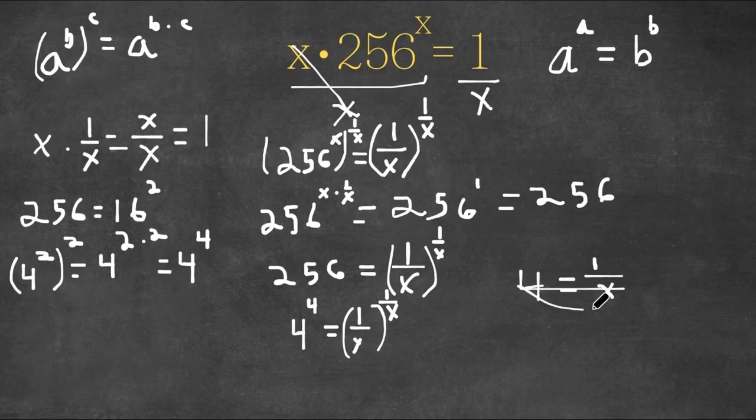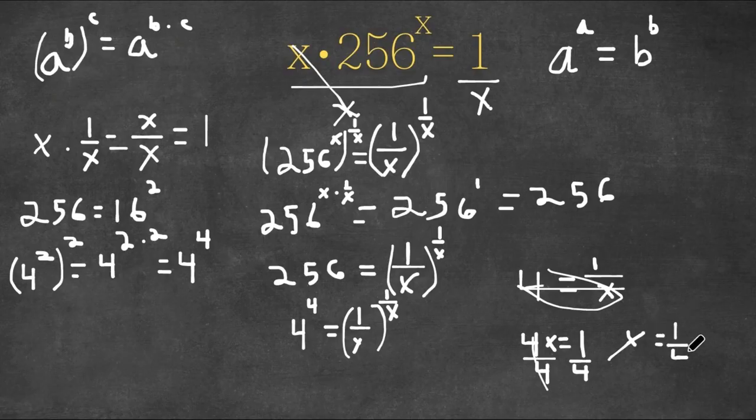Now if we multiply 4 with x, we get 4x equals 1, and if we divide both sides by 4, these two would cancel out, and we would get x equals 1 over 4. And this is our answer.